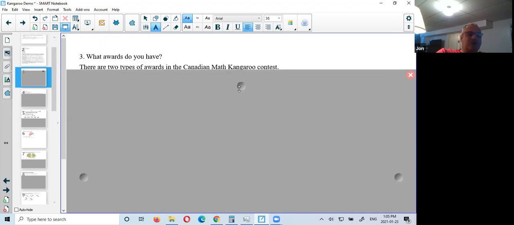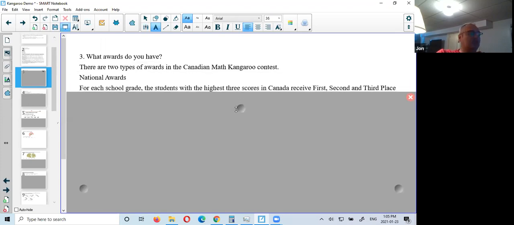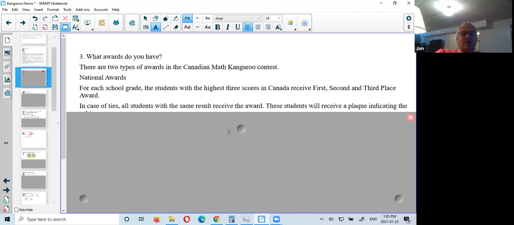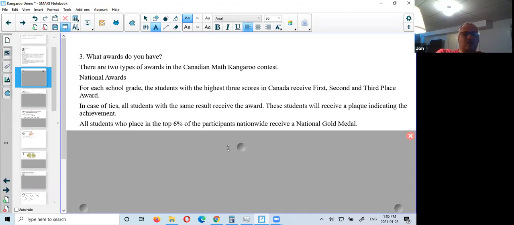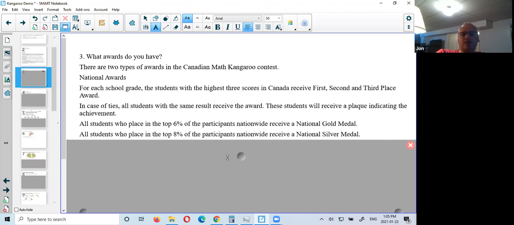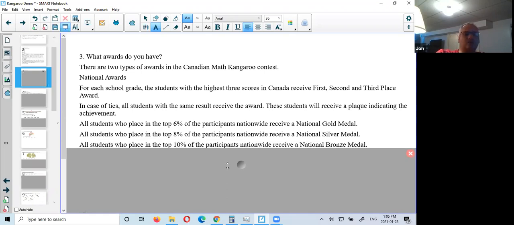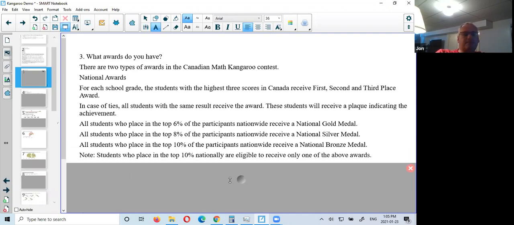Okay, they have a bunch of awards, right? There are two types. There's national awards for the whole country. So if you're in one of the highest 3 scores in Canada, you get a plaque, a nice plaque that you can put up. If you're in the top 6% of people in Canada, you get medals, gold medals. And if you're in the top 8%, you get a silver medal. And the top 10%, you get a bronze medal. If you are in the top 10%, you can get one of those awards, right? You can't get all of them.